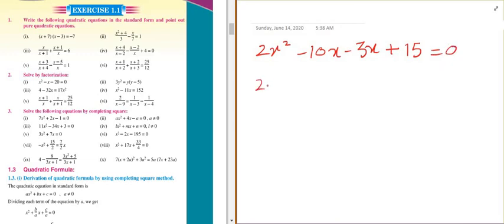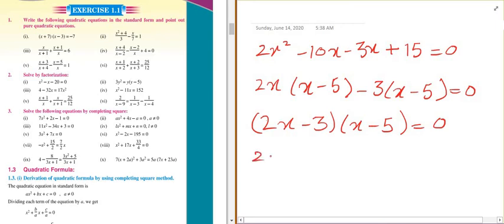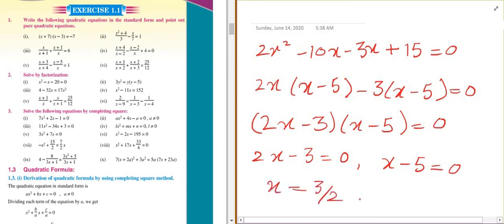Just take common 2x, x minus 5 minus 3, x minus 5 equals 0. This becomes 2x minus 3, x minus 5 equals 0. Just take x minus 5 as a whole common. Either 2x minus 3 equals 0 or x minus 5 equals 0. You will get the roots x equals 3 by 2 and 5. These are the roots of this equation. Clear? Okay. Question number 2 is complete. Now come towards question number 3.